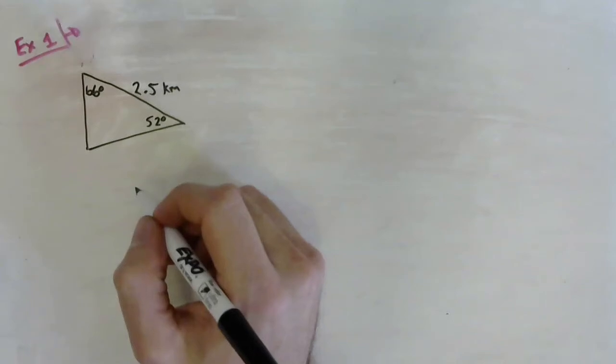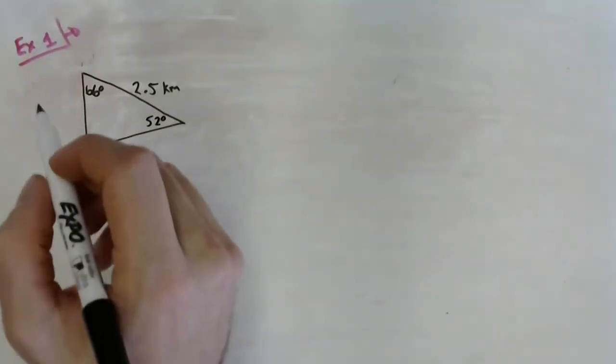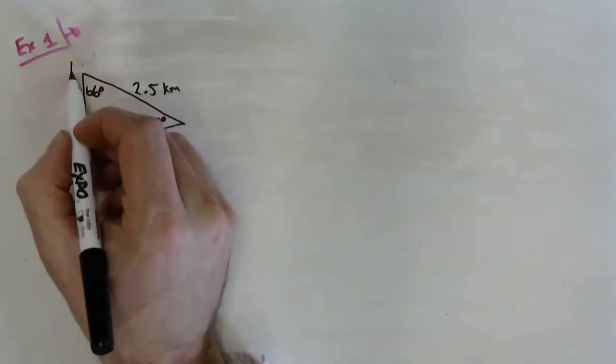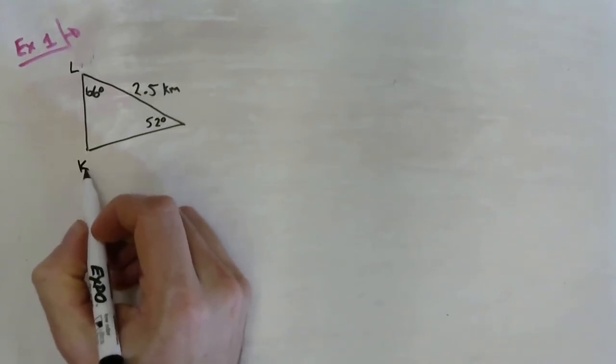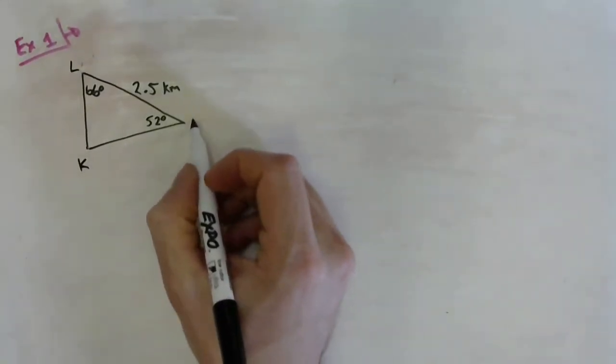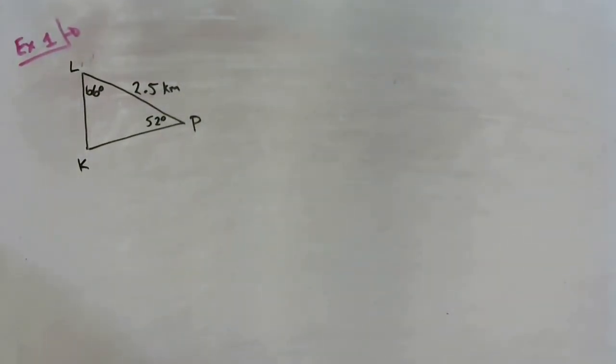Let's give this some letters so that we can actually talk about it. Let's call that L, let's call that K, and let's call that capital P. Again, it does not matter what you call your vertices. If the diagram gives them names already, then use those. Otherwise, you have the opportunity to name them whatever you like.